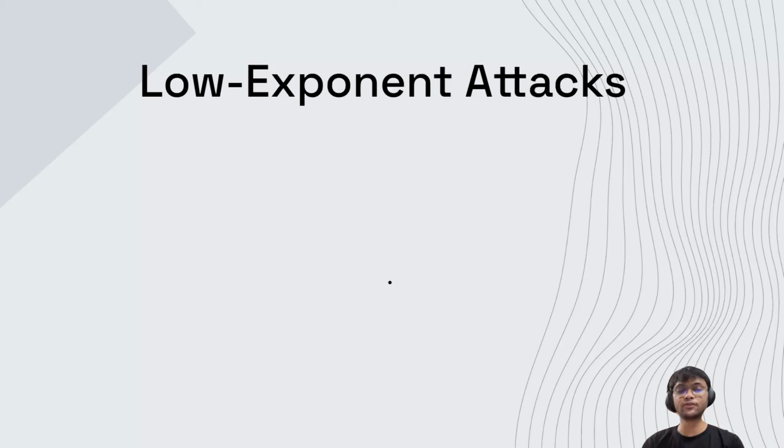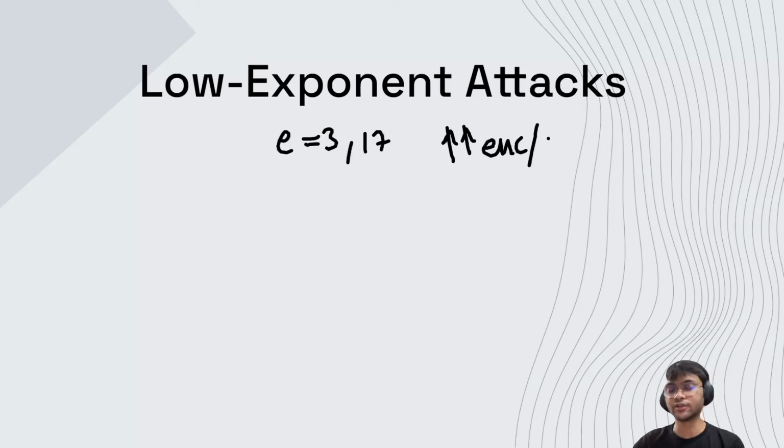In this section, let us understand the low-exponent attacks. Historically, a small public exponent such as 3 or 17 was popular because it used to speed up the encryption or signature verification. But soon this turned out to be a security concern.